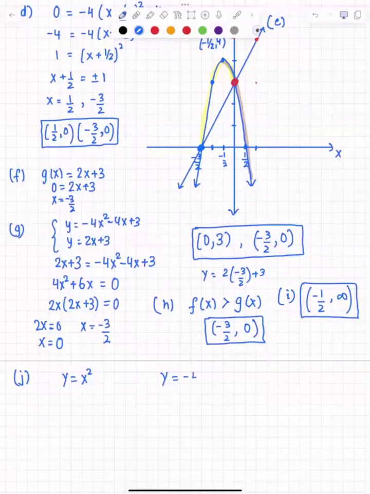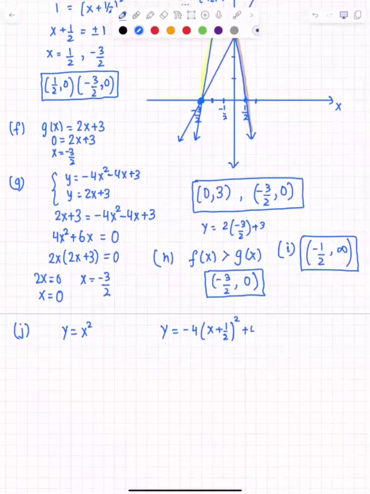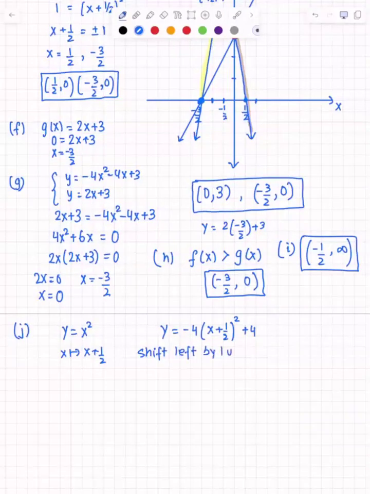So y equals negative 4 times x plus a half squared, plus 4. So let's start. We're going to replace x with x plus a half. So we are actually doing the opposite action to the x. We're subtracting a half from all the x's. So we are shifting to the left. So let's not be lazy. So shift left by half a unit. That's the first transformation. Substitute back into my equation.